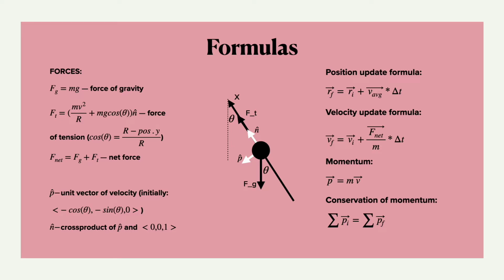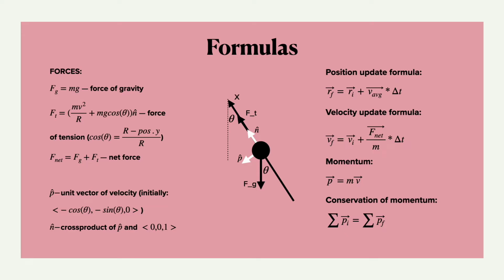The force of gravity is the gravitational constant multiplied by the mass, and the force of tension can be found from Newton's second law, and equals mv squared over r plus mg cosine theta, multiplied by n hat, where r is the string length. Cosine theta equals r minus the y component of position, divided by r. Additionally, we will need p hat, which is the unit vector of velocity, and n hat, which is the cross product of p hat and the unit vector in the OZ axis.